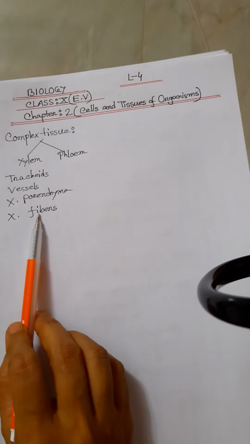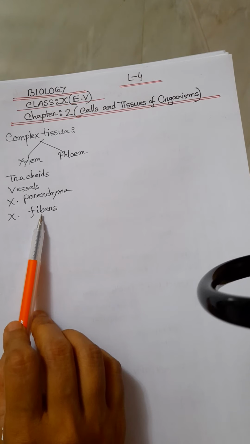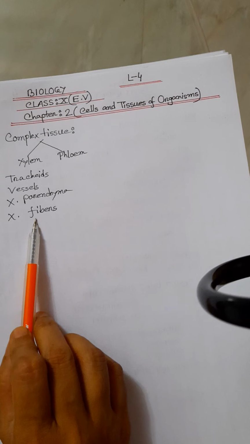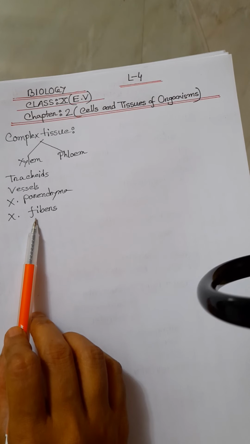Then xylem fiber. Any fiber means sclerenchyma type cells. The sclerenchyma cells in the xylem are called xylem fiber or wood fiber. The ends of this type of cell are tapered. Mature cells do not contain protoplasm, and so become dead. These cells provide plants with mechanical support. They are present in the xylem in dicots.